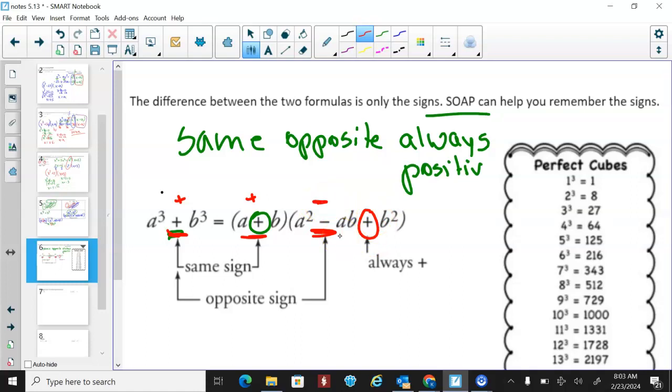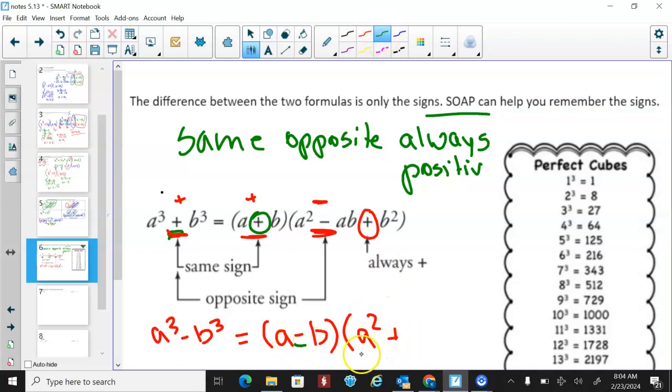So again, if you have a cubed minus b cubed, that would mean that on the inside, you're going to have a negative here. Now here, you must have the positive, which is the opposite sign. So you're going to have a positive right here, minus ab. It has to be the opposite sign. And then the last one right here will always be positive.